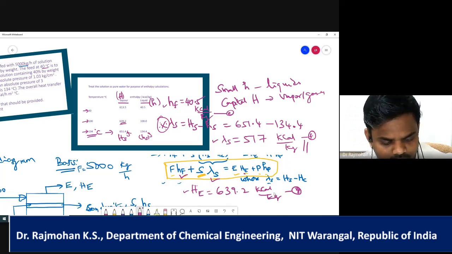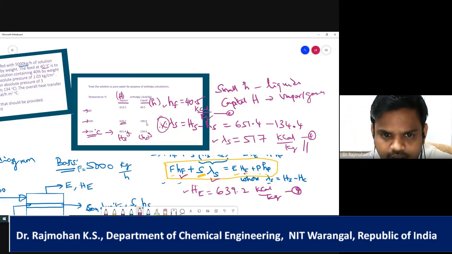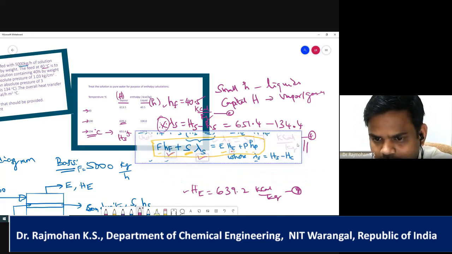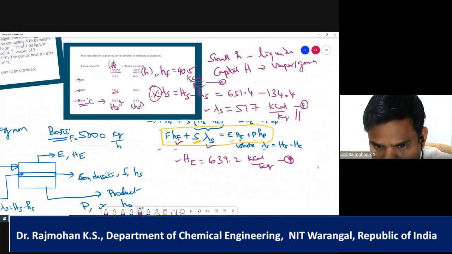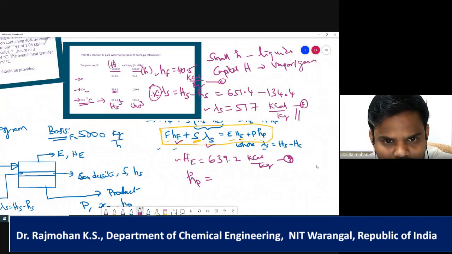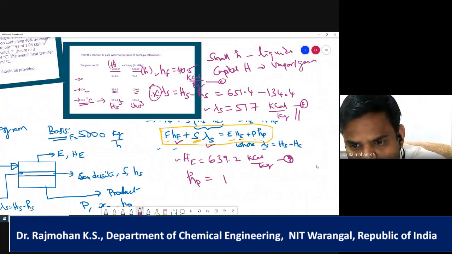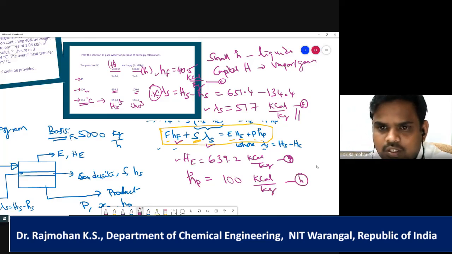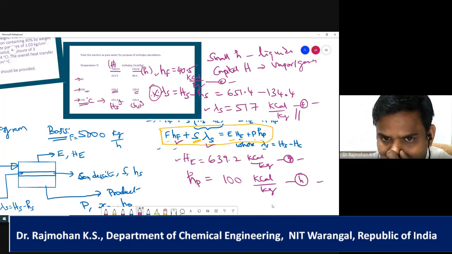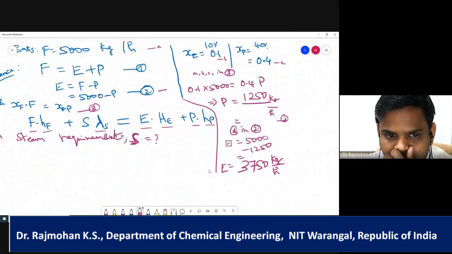Then what is HP value? The product is leaving, but still that also will be at 100 degrees Celsius, right? So that way we will have small hP value equal to 100 kilocalories per kg. Small hP value is at 100 degrees Celsius, but it is liquid. So enthalpy value is 100 kilocalories per kg. Let it be H. Now we have E, F, G, and H. Use substituting EFGH values in this energy balance equation.